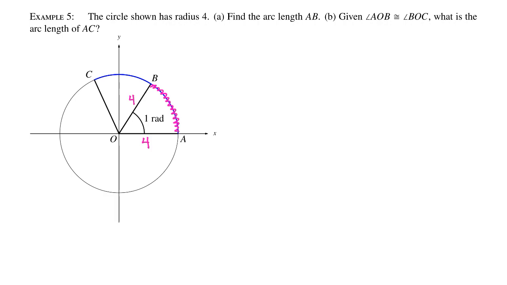Well, we know that 1 radian is the exact angle that subtends an arc whose arc length is also 4. So the arc length AB is also equal to 4. And that's question A. Question B.